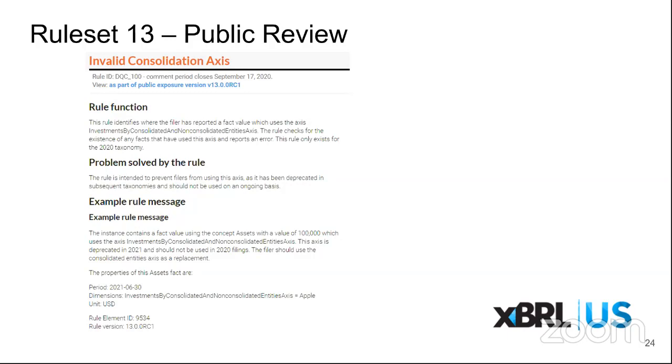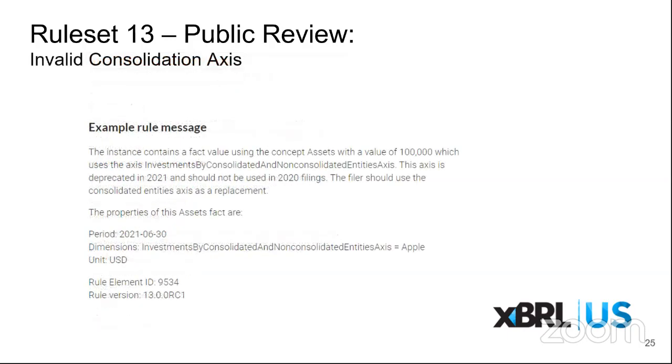So it's going to be removed in the 2021 taxonomy. To stop people accidentally tagging it, we've added a rule that says if you've used this axis, don't use it, and you should probably be using another axis, probably the consolidated entities axis. So this rule is there and it'll pick it up. If you see this, that's what it means. It just means don't use this axis. It's going to be deprecated and it probably shouldn't have been used in the first place. So those are the proposed rules. You can go to the next slide now.